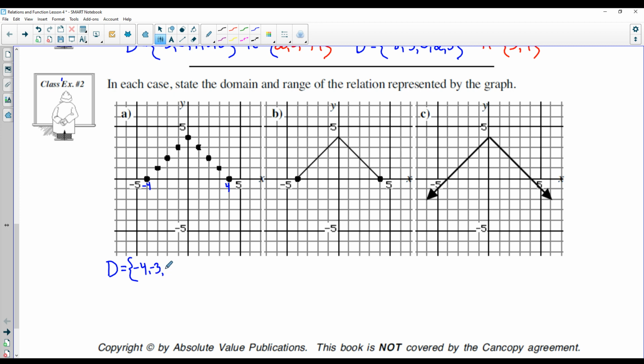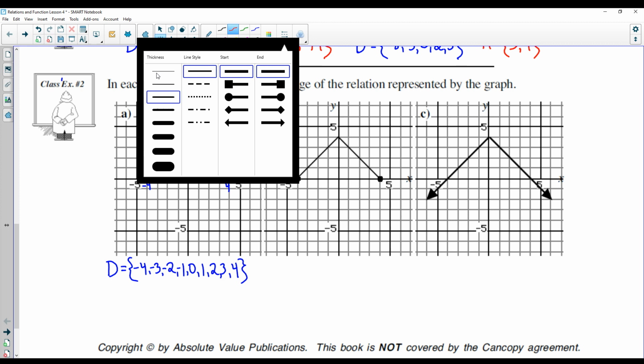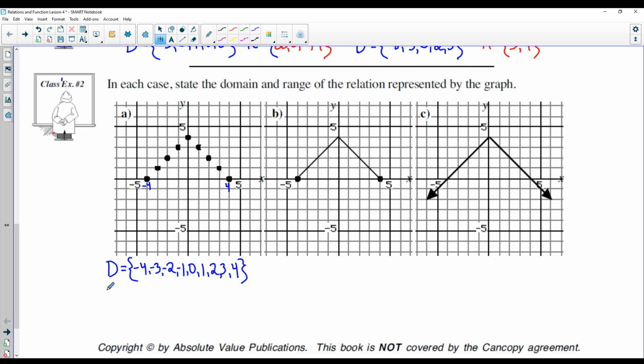-3, -2, -1, 0, and then 1, 2, 3, and then 4. So domain is all possible input values in my relationship. Your range would be all of your possible y values. So we look at the y coordinates of these points.